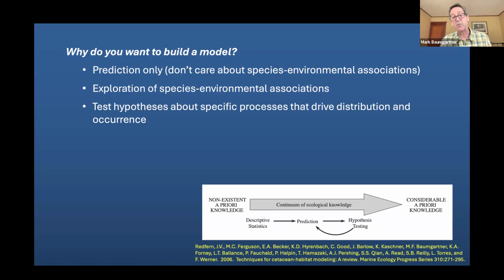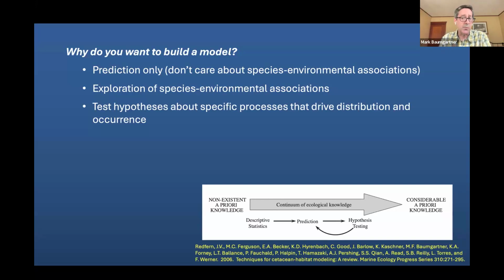And maybe that's as far as you want to go, but if you really want to understand how the ocean influences the distribution and occurrence of a species, you might start to get into hypothesis testing, where these hypothesis testing exercises are aimed at very specific oceanographic processes, very specific mechanisms. Something happens in the ocean, and how does it affect my species of interest, their distribution and occurrence. And so there's this continuum of knowledge that you can plug yourself into.